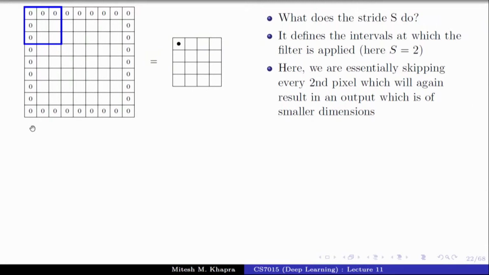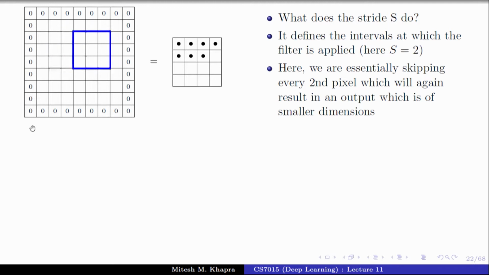So this is how that would operate. Just notice how that blue block slides, okay? Do you see that I'm only sliding it to every alternate pixel? I'm not going on every pixel, but every alternate pixel. So in this case, if my original input is of size m, my output would be of order m by 2. If my stride is of size 3, m by 3, right?